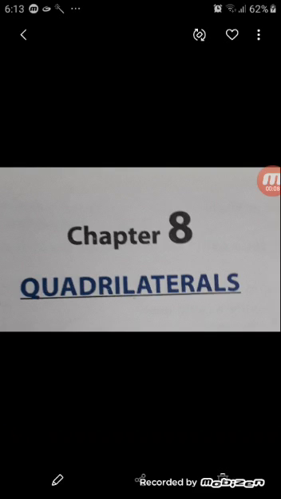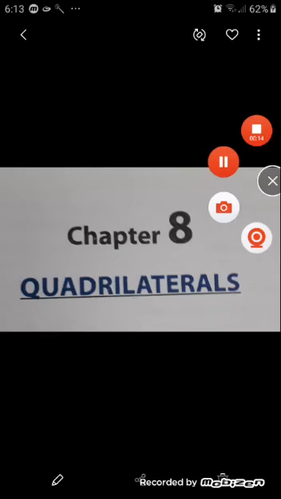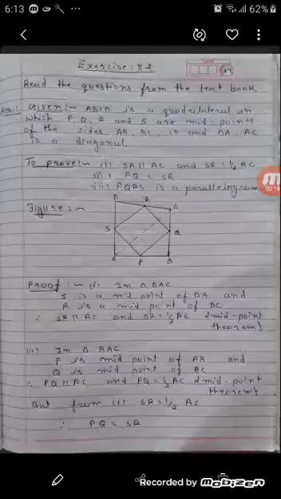Today we continue chapter number 8, Quadrilaterals. And now today we start exercise 8.2. In exercise 8.2 we read the question from the textbook. So everyone take out your textbook, page number 150. I read question number 1.